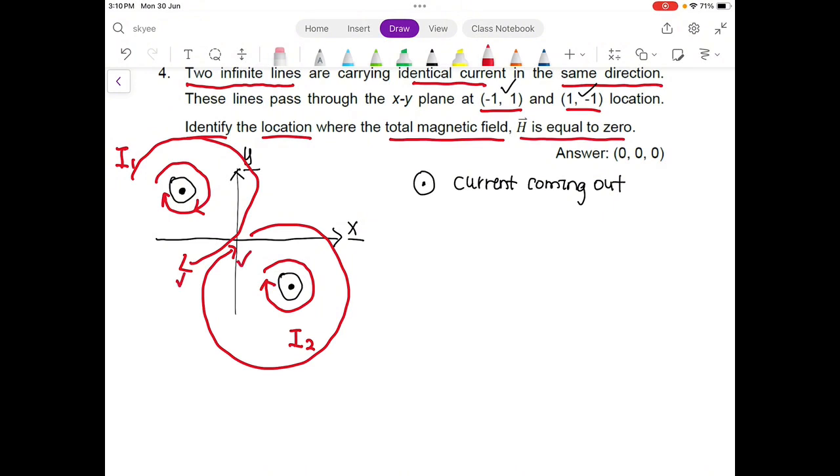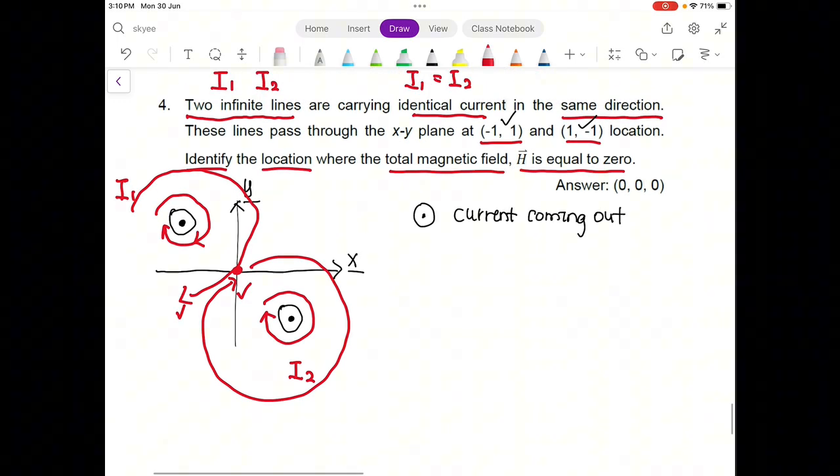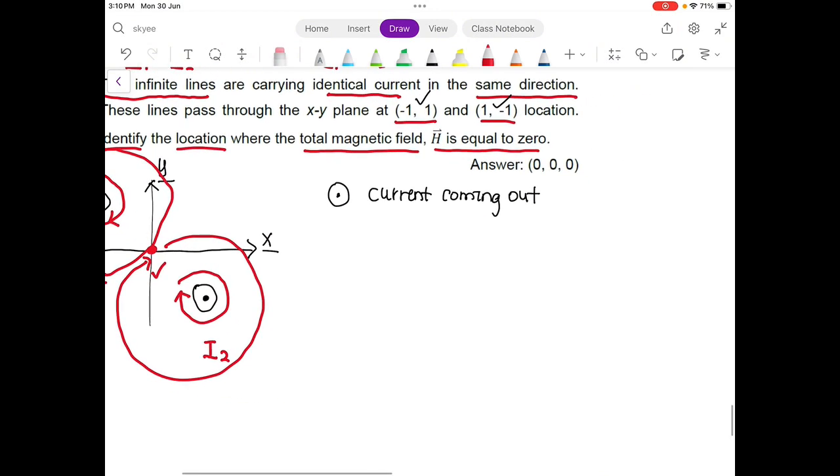So you have to identify the positions here. Even though from the drawing we can estimate the position is around 0, 0, 0, you can still find these positions by using mathematical equations. First of all, let's look at the equation for magnetic field, especially for an infinite line. For an infinite line, the equation is H equals I over 2 pi r in the phi direction.